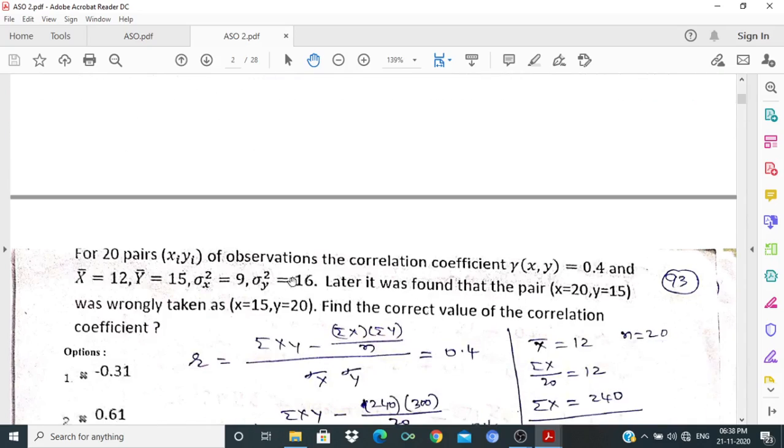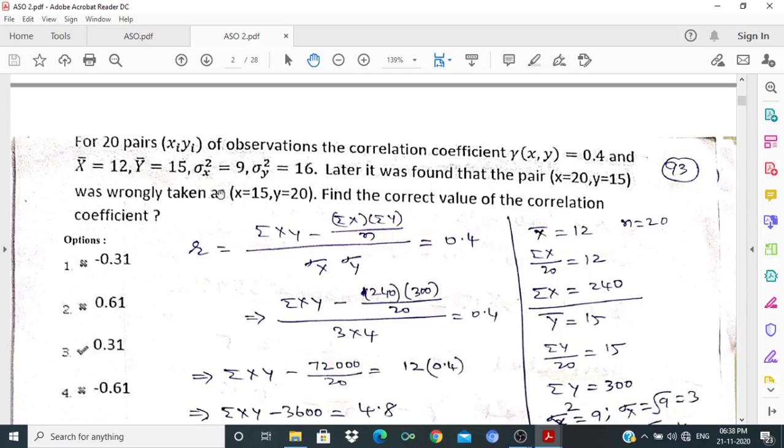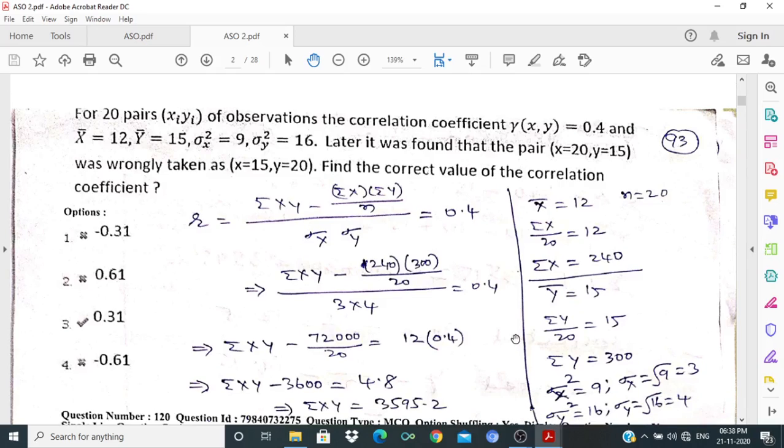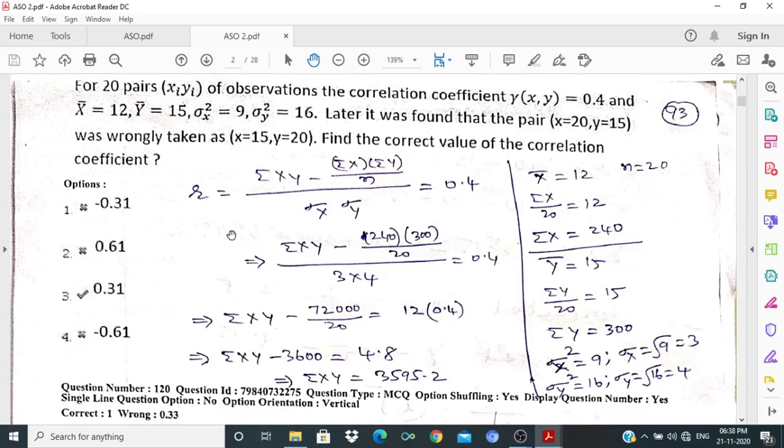For 20 pairs of observations, the correlation coefficient is 0.4 and x bar is equal to 12, y bar. They have given x bar, y bar, sigma x square, sigma y square. This is also I am giving you as an exercise. I tried a lot. This is the answer. Look here carefully. They have given r is equal to 0.4. By mistake, they took this pair x is equal to 20, y is equal to 15 wrongly as x is equal to 15 and y is equal to 20.